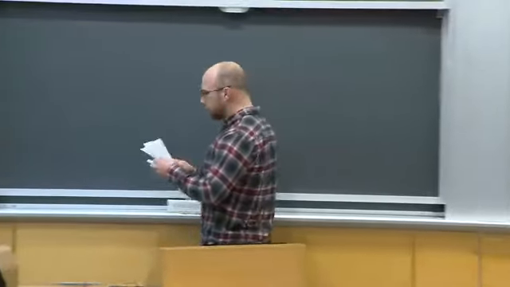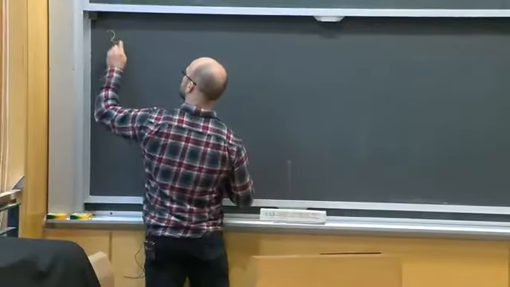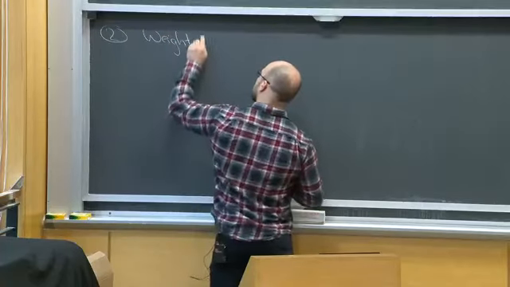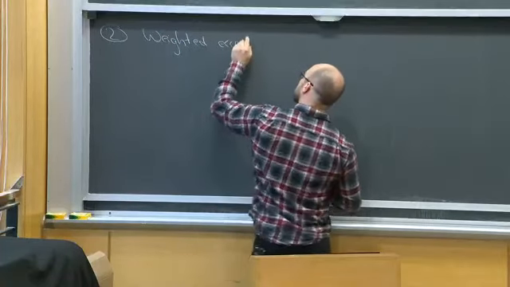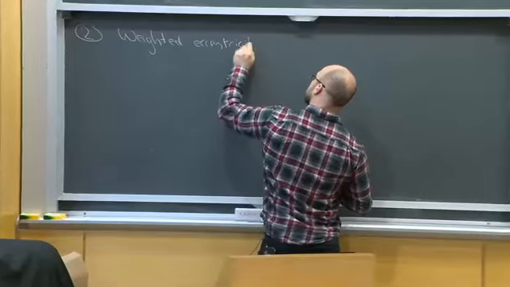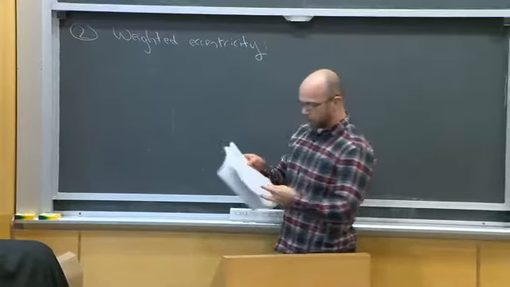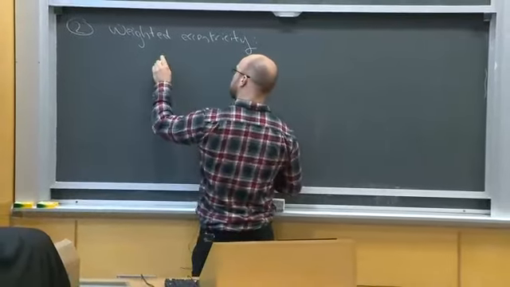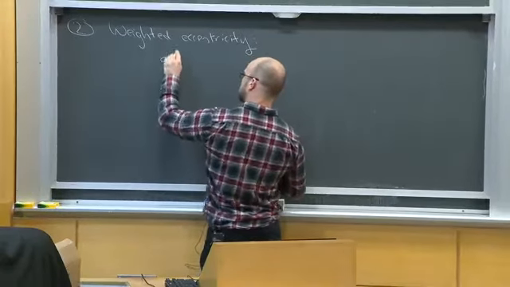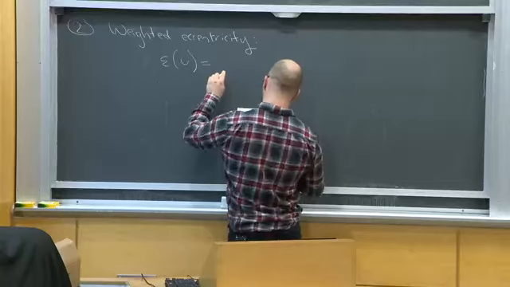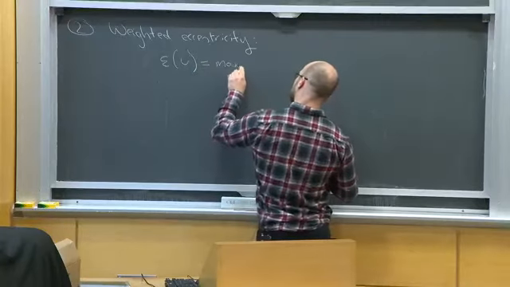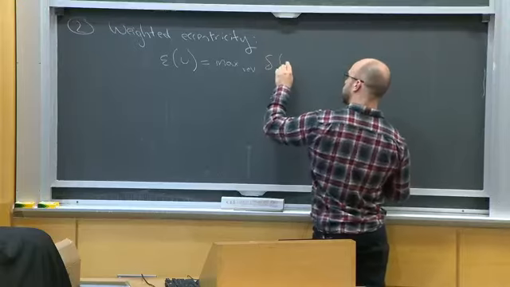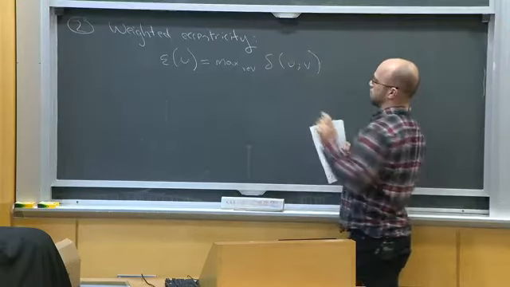In particular, we're going to define a quantity, called weighted eccentricity, which is associated to a vertex in a weighted graph. And it looks like this. The weighted eccentricity associated to vertex U is equal to the max over all vertices in my graph of the shortest path distance from U to that vertex.